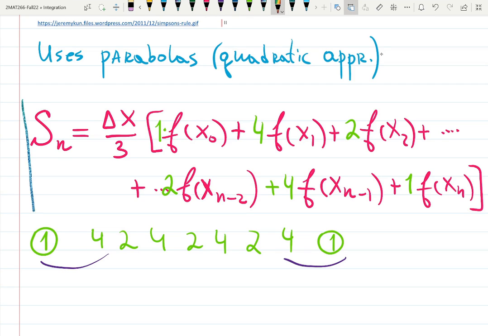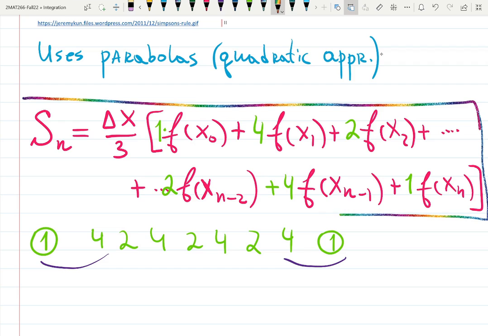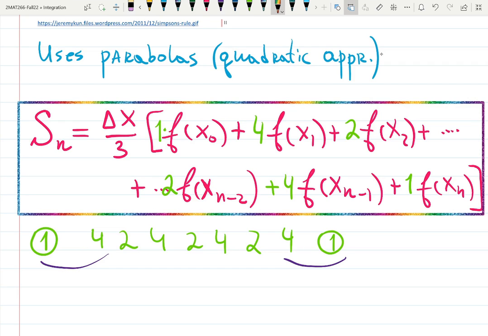This is the formula you'll have to memorize as well for the test, or at least know how to recognize it. So if I give you multiple choice, can you recognize it? The first thing is easy to see. It's over 3. Don't forget to do that. And then 1, 4, 2, 4, 2, 4, 2, 4, 1. But because of this pattern, Simpson's rule doesn't work for everything.